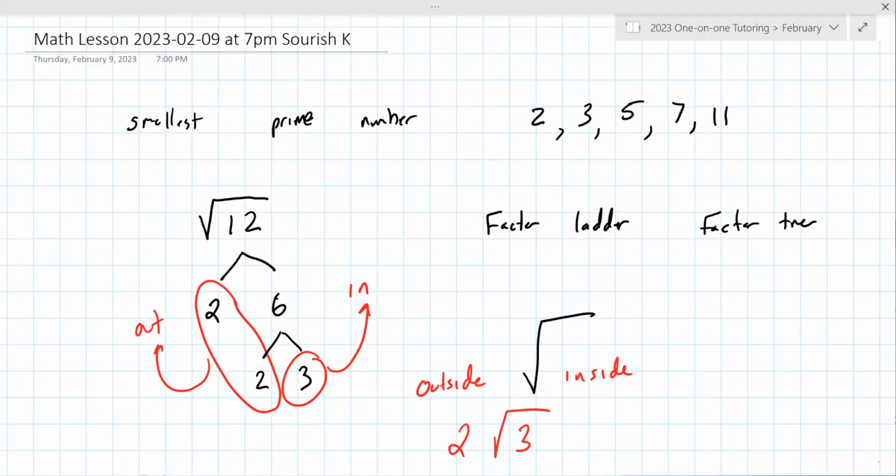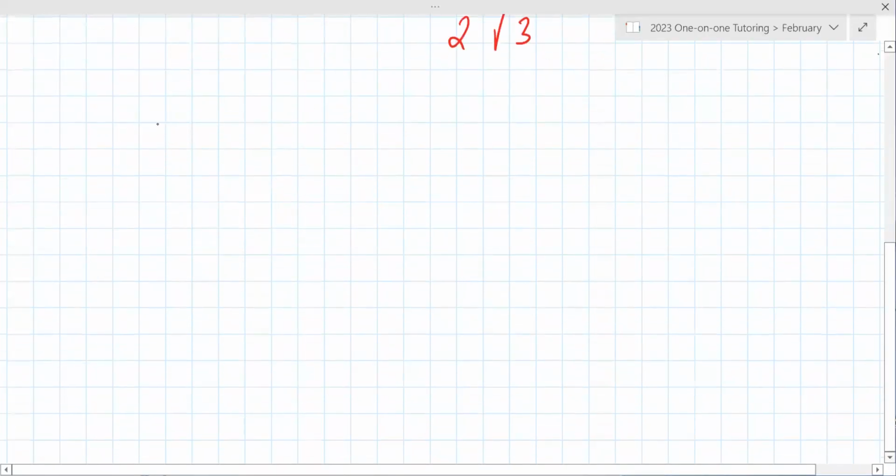Okay. Let's try another one here. How about the square root of 20? What is the first number that you should try to divide 20 by? Divide 20 by 4? No. What is the smallest prime number? 2. Is 20 divisible by 2? 10. Try it again. Okay. 10 is divisible by 2 times 5.